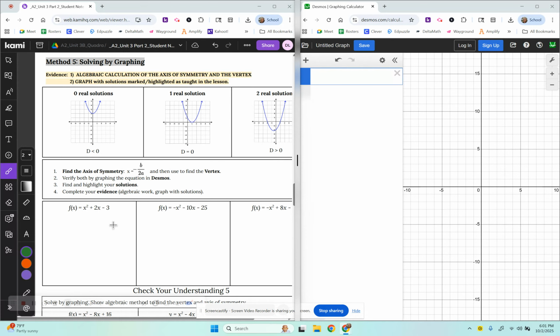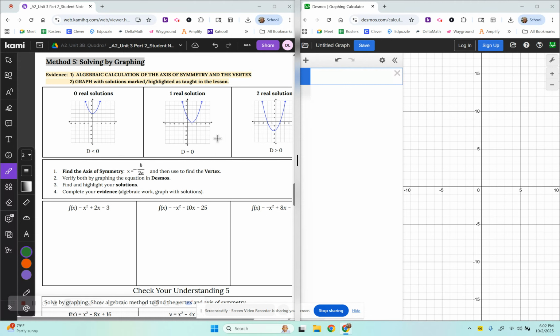So I'm going to go ahead and review the axis of symmetry and the vertex, and then we'll hop over to Desmos and graph them and find our solutions. Before that, at the top here, I have given you a visual of what it looks like when your graph has no solutions, which means it's above the x-axis. Should make sense because solutions, zeros are all x-intercepts, which means it doesn't cross the x-axis.